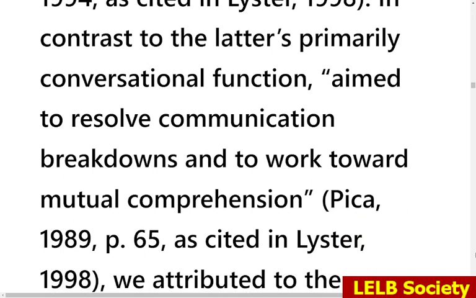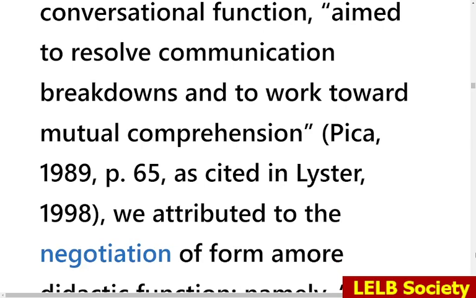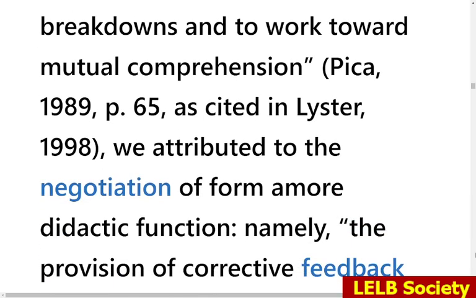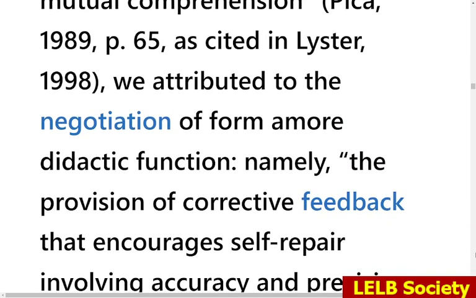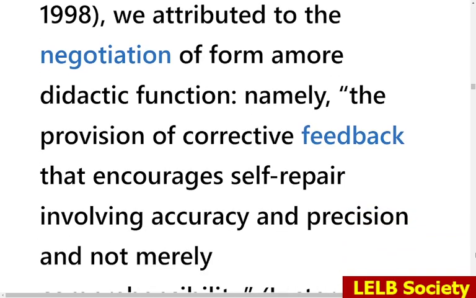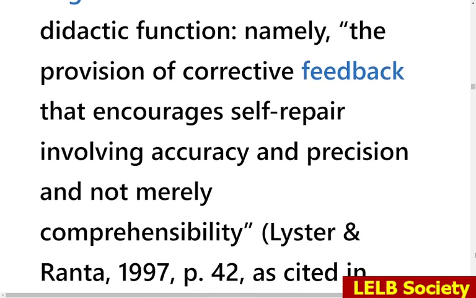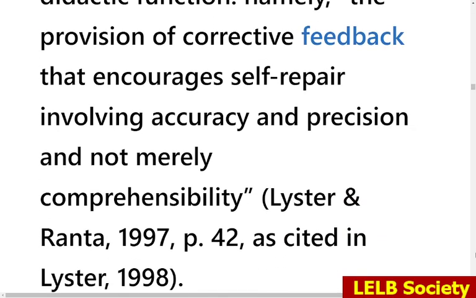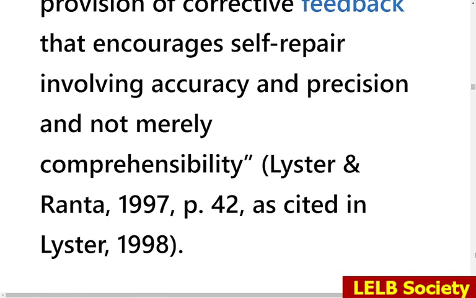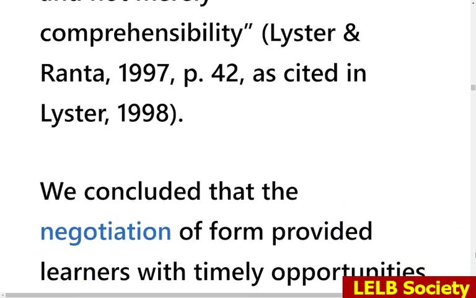Pica, 1989, page 65, as cited in Lyster, 1998, was attributed to the negotiation of four more didactic functions, namely the provision of corrective feedback that encourages self-repair involving accuracy and precision and not merely comprehensibility. End quote, Lyster and Ranta, 1997, page 42, as cited in Lyster, 1998.